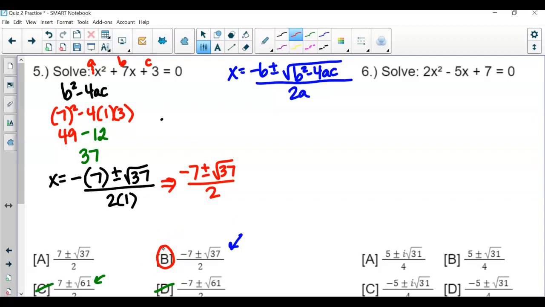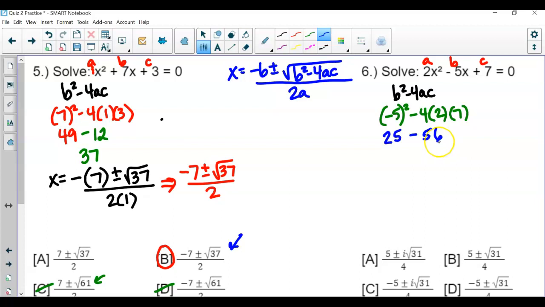Then question number 6. So again, I'm going to focus first on the discriminant. So b squared minus 4 times a times c. So identify your a, b, and c. b squared is negative 5 squared, minus 4 times a times c. Now I go through and simplify. So here I've got positive 25, negative 5 squared, minus 4 times 2 times 7, which is going to give you 56. When I subtract, I do get negative 31.